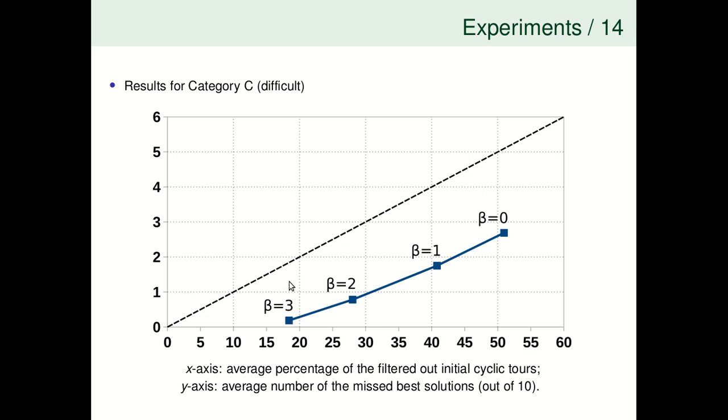However, when we decrease the value of the beta parameter from 3 to 0, the number of filtered out tours increases, but it comes with the cost of losing more best solutions. Our aim in this research is to bring down this blue line and points down as much as possible, which means filtering more tours and at the same time losing fewer best solutions.